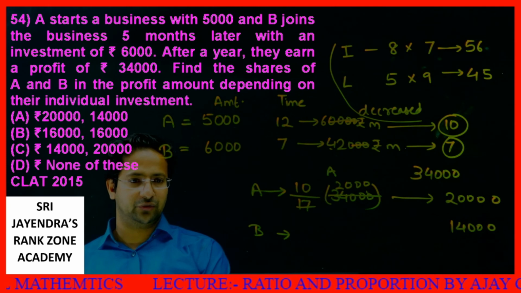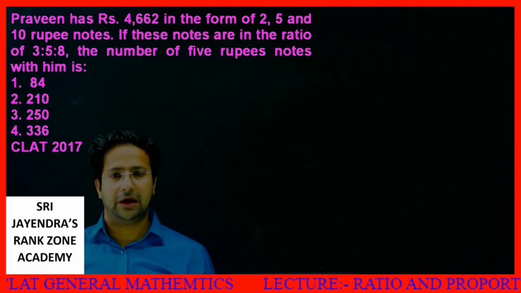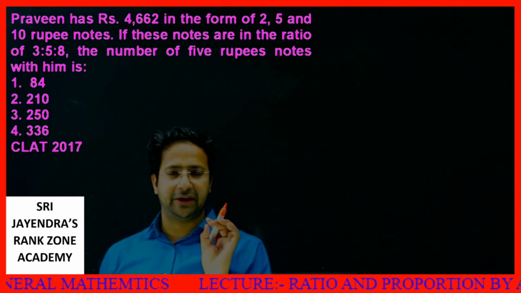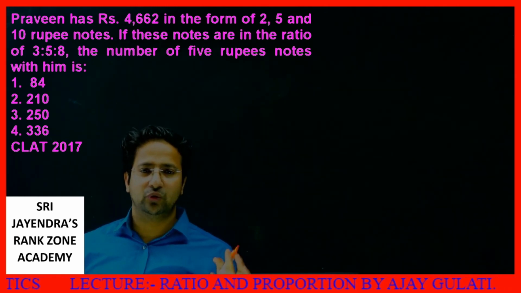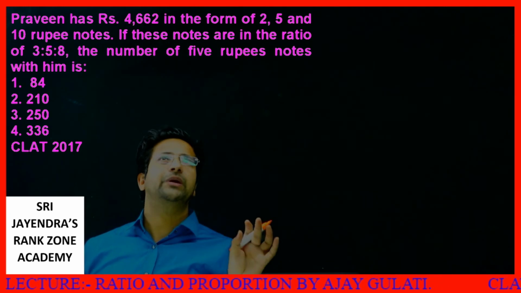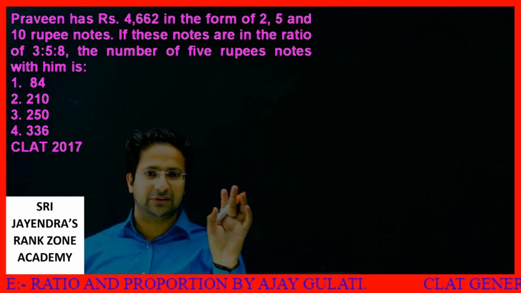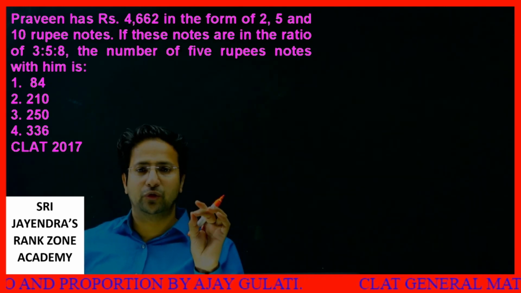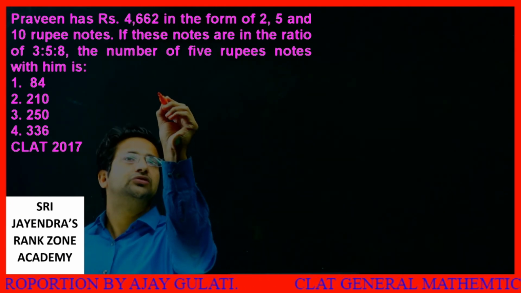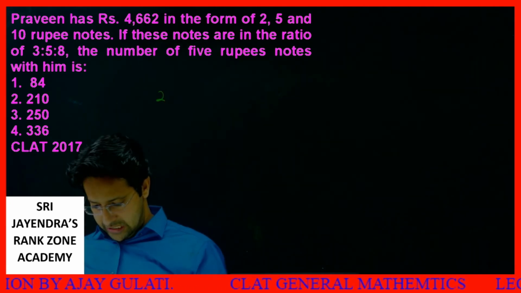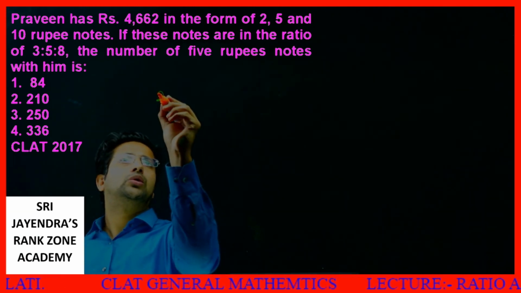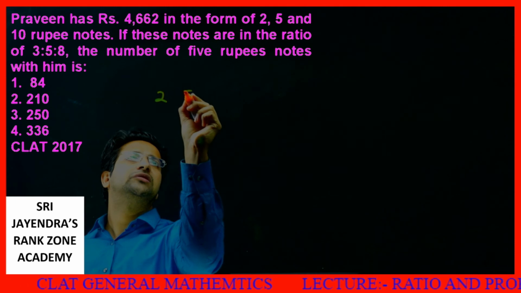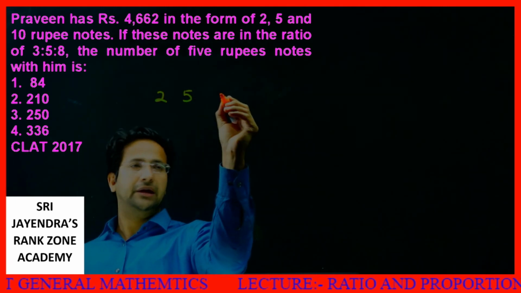Next question, dear students. Now students, we have a little bit tricky, a typical question. Praveen has rupees 4662 in the form of 2, 5 and 10 rupee notes. He has a total of 4662 rupees in the form of 2, 5 and 10 rupee notes. This is 2 rupee notes. I'll take a better pen now. 2 rupee notes, 5 rupee notes and 10 rupee notes.